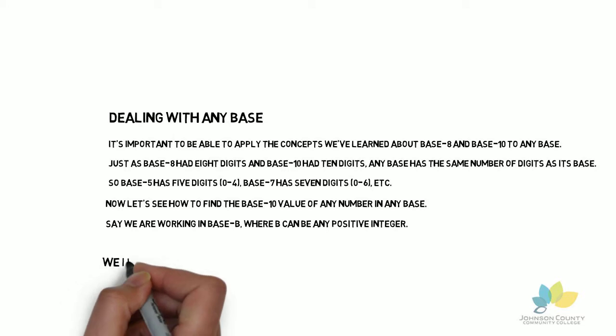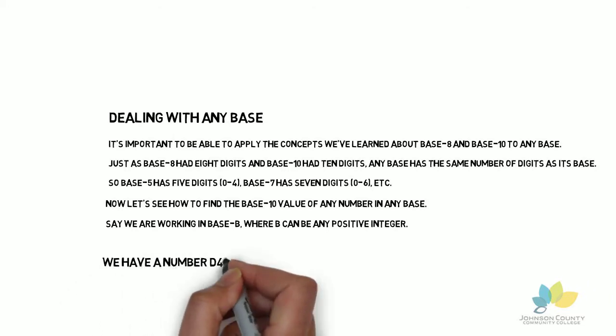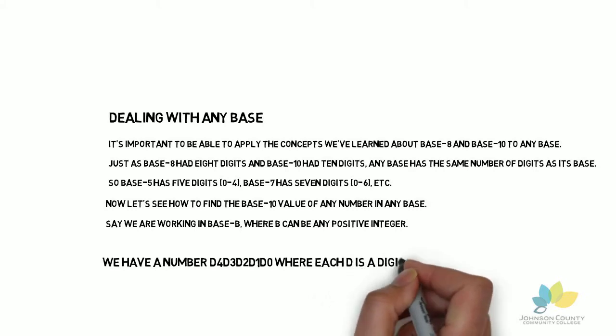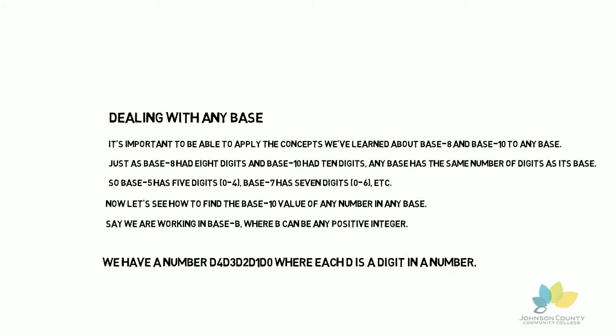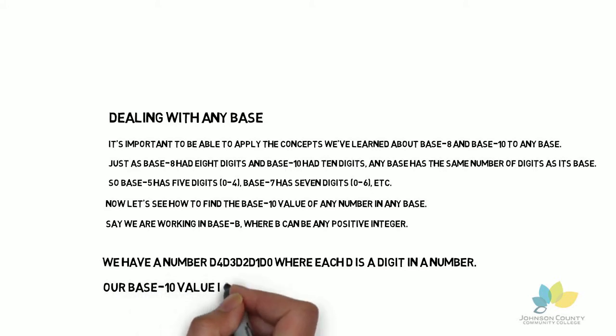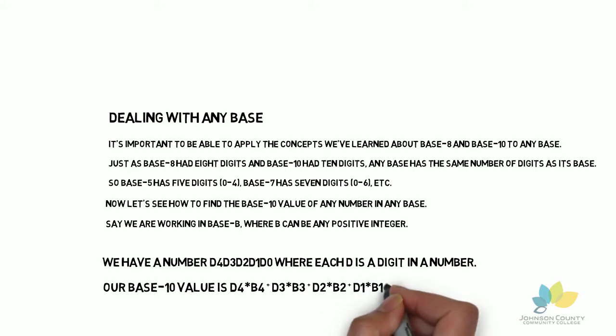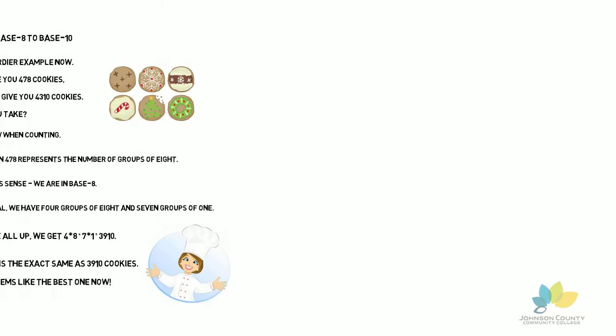Say we're working in base B, where B can be any positive integer. We have a number, D4, D3, D2, D1, D0, where D is a digit in the number. Our base 10 value is D4 times B to the 4th plus D3 times B cubed plus D2 times B squared plus D1 times B to the 1st plus D0 times B to the 0.